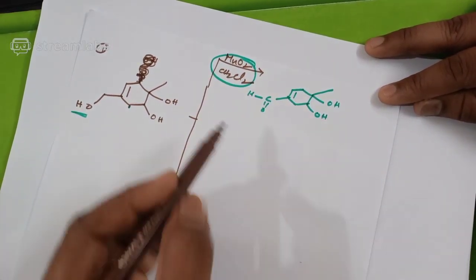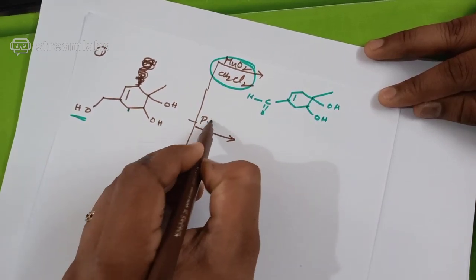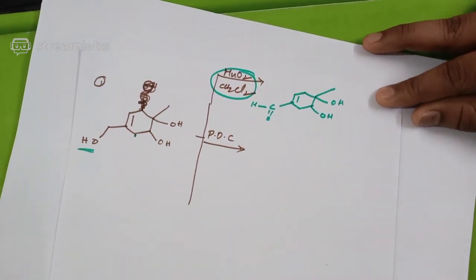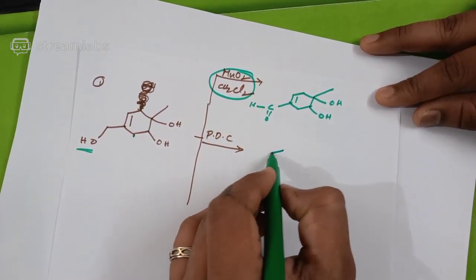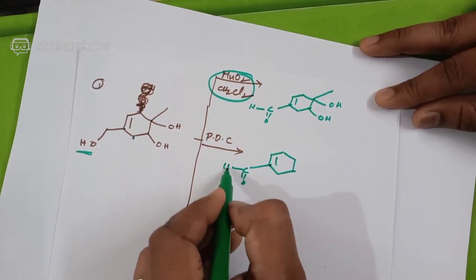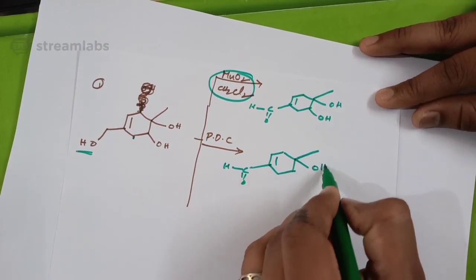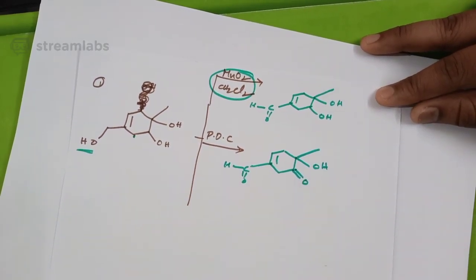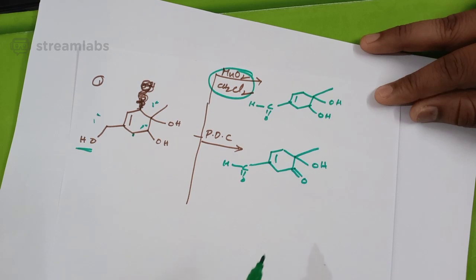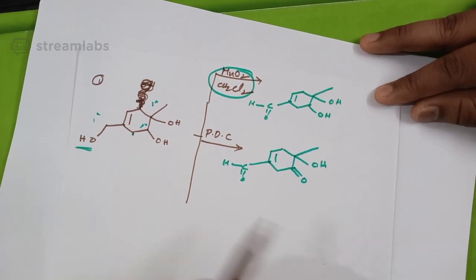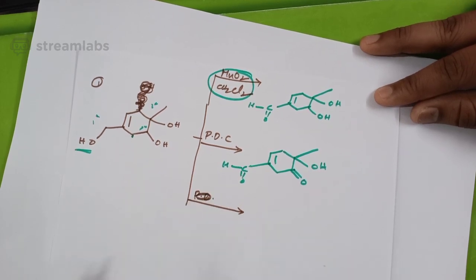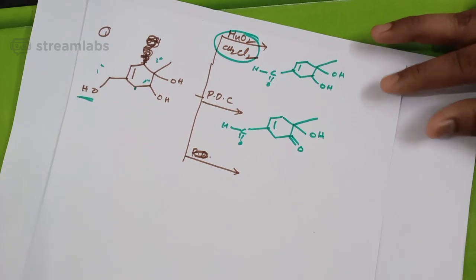The next one, if I use PDC. The PDC is the mild oxidizing agent. It can oxidize all primary and secondary alcohols, any alcohol. So here the double bond as usual, and it gives alcohol to aldehyde, but a tertiary alcohol can't oxidize, and the secondary alcohol cannot go into ketone. This is primary, this is secondary, this is tertiary. And if I used PDC, it's not good because an unsaturated bond is there.